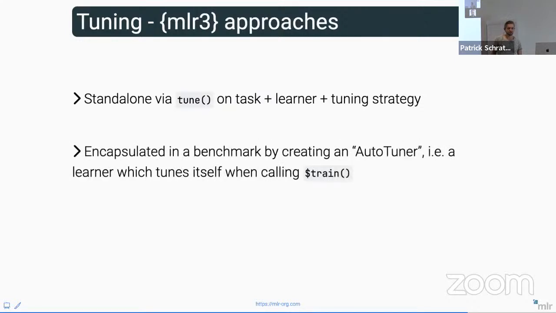So in general, there are two approaches to the tuning, and this partly relates to the first slide I did with the train, tune, predict on the left, if you remember, and the resampling on the right. So you can do a standalone tuning via the tune function and use a task and a learner and a basic tuning strategy. That's usually what you do if you do your final predictions and you fit your model on the whole task.